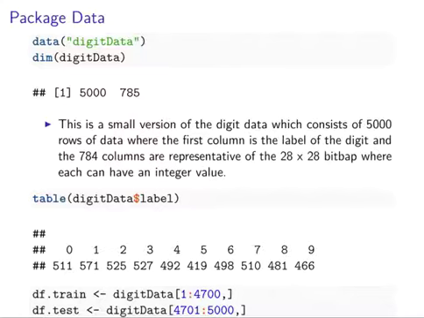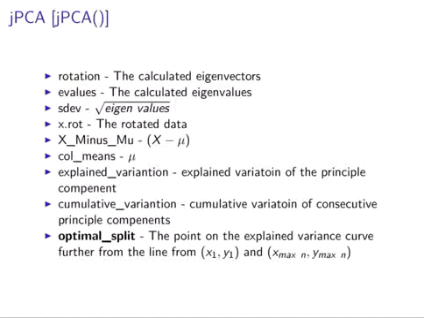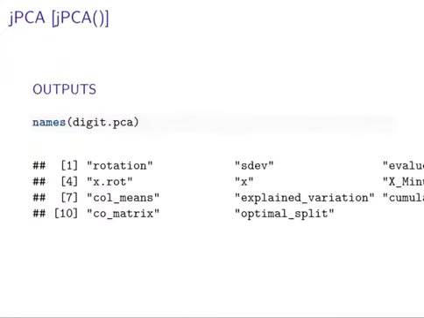So the first thing I did is I made sure to add a small subsection of the digit data, so that if somebody else wants to play around with it, they don't have to go and try to find this data. It's right there within the package. Next thing I did was create the PCA function, and what's neat about this function is it takes in just a data frame, matrix, and a label and actually outputs a PCA class that has a few different things in it.